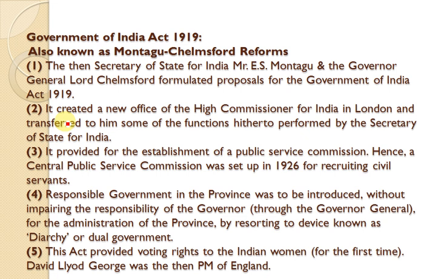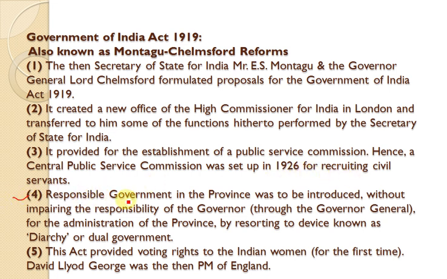It created a new office of the High Commissioner for India in London and transferred to him some of the functions hitherto performed by the Secretary of State for India. It provided for the establishment of a Public Service Commission. Hence, a Central Public Service Commission was set up in 1926 for recruiting civil servants.